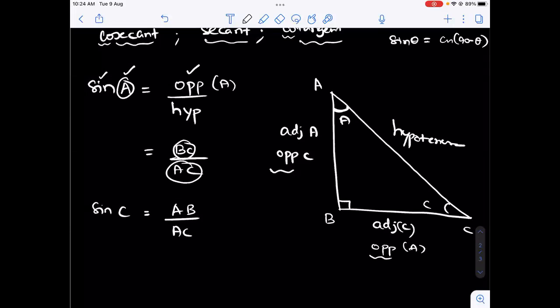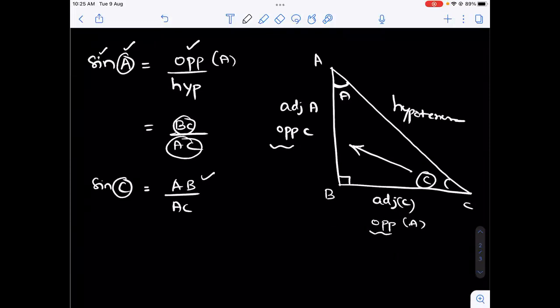What is the hypotenuse of the triangle? But what is sine C? With respect to C, what is the opposite side? It is AB divided by hypotenuse AC. That is why I wrote it as AB by AC. So don't memorize it. That is why I'm trying to write both the angles simultaneously so that you have better vision of it.